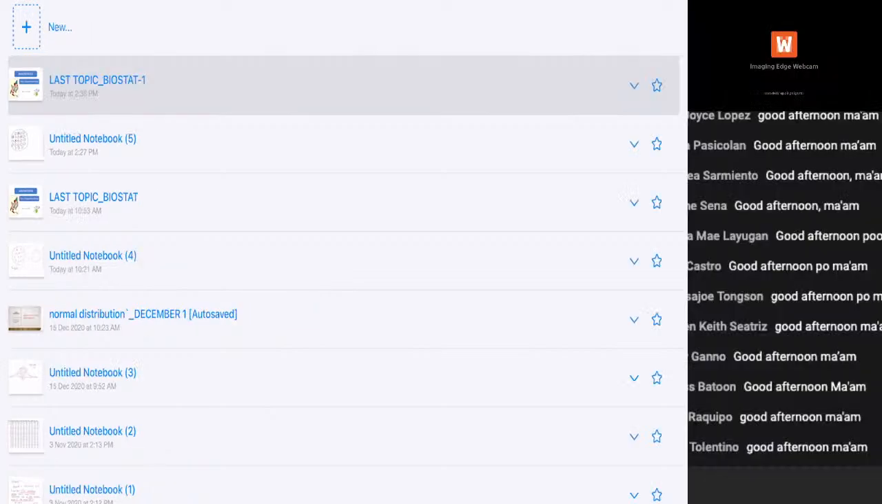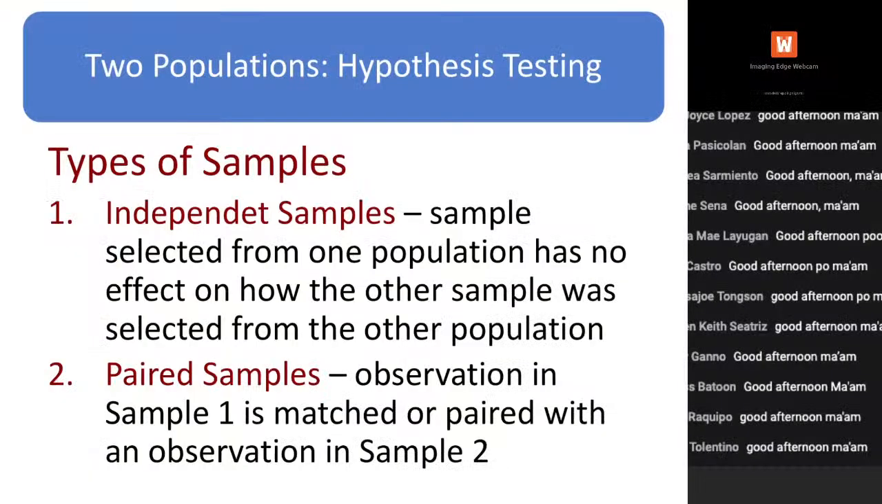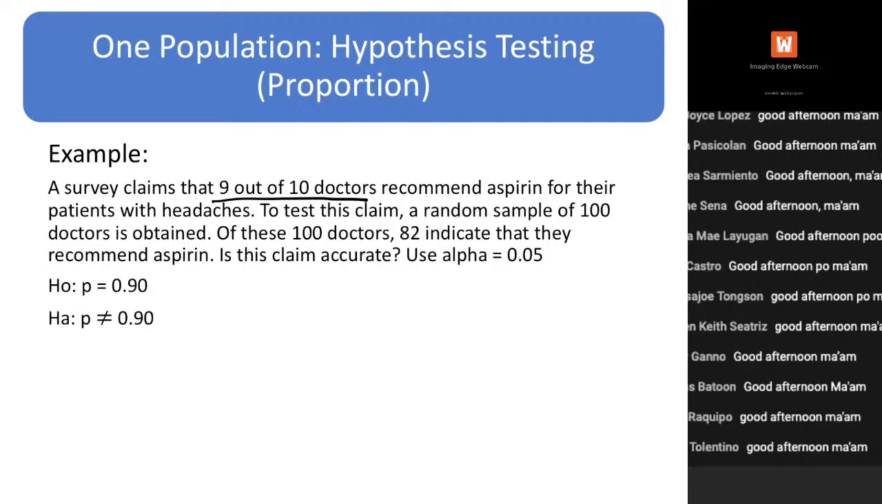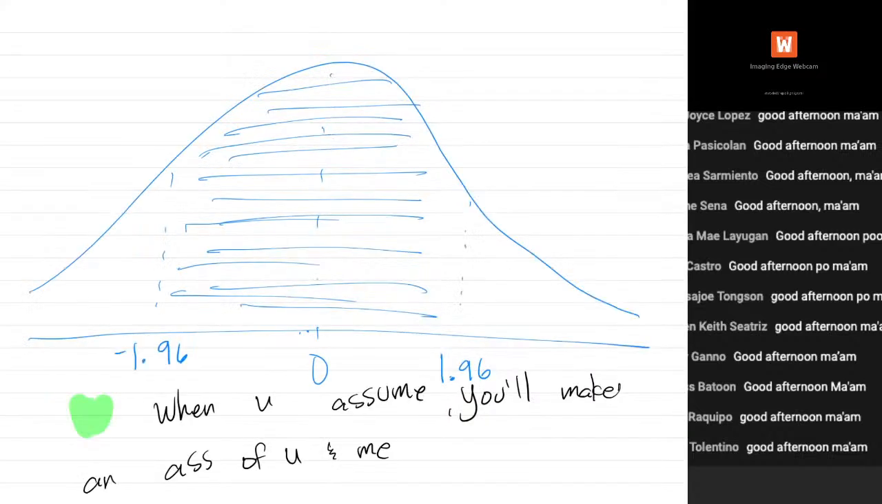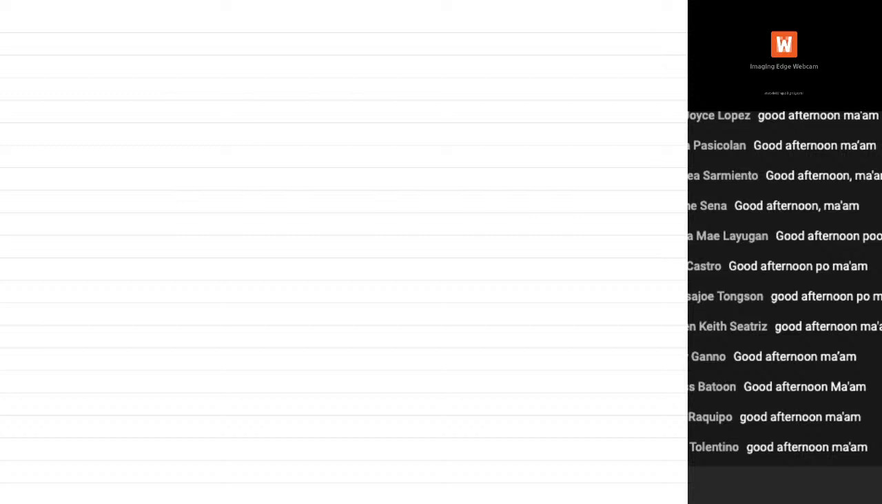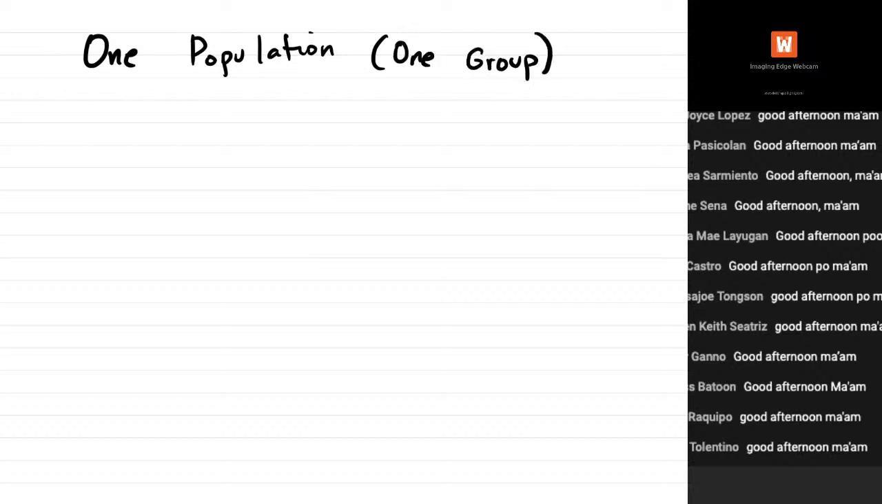Okay. Ayan. So we're moving on to two population. Paano naman pag dalawang groups na? So tapos na tayo sa isang grupo, isang population. So what are the tests? Let's enumerate. So far we have one population, so one group, one sample.